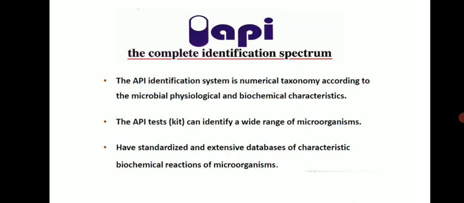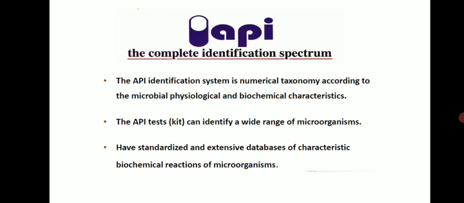So, the API system. These are commercial modifications of traditional methods. The traditional methods of biochemical analysis we have already discussed. The API system or Biolog system, which we will discuss in a couple of slides, are commercial modifications of these traditional methods. The API identification system is a modern tool used in microbial identification, but the principle used in this modern tool is traditional.